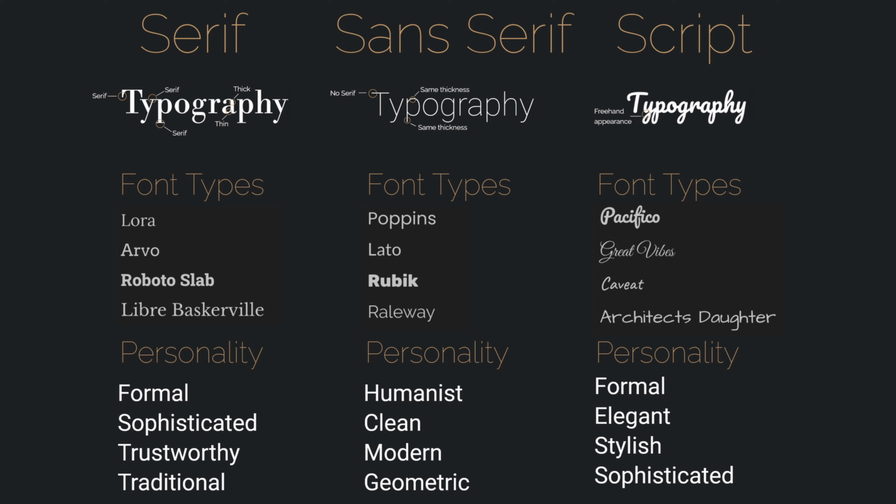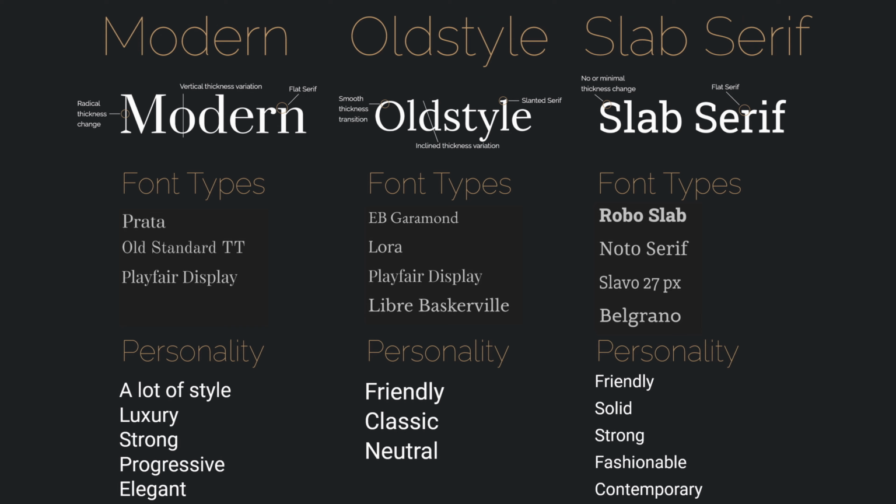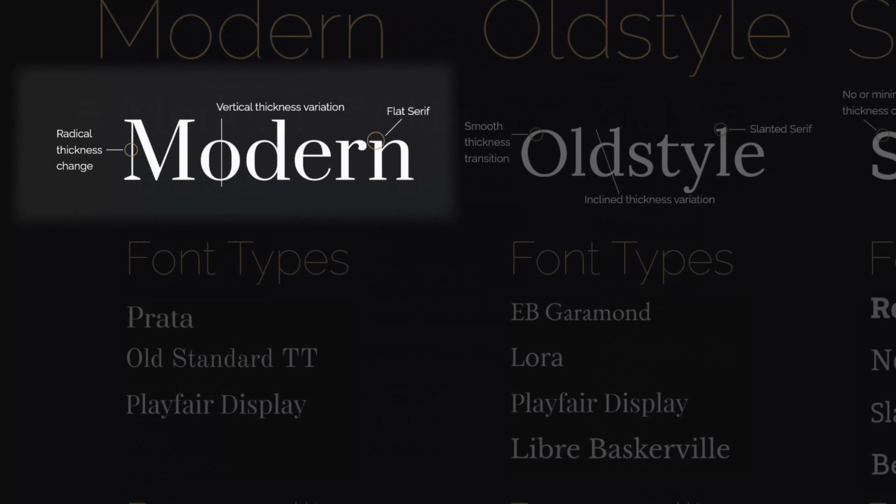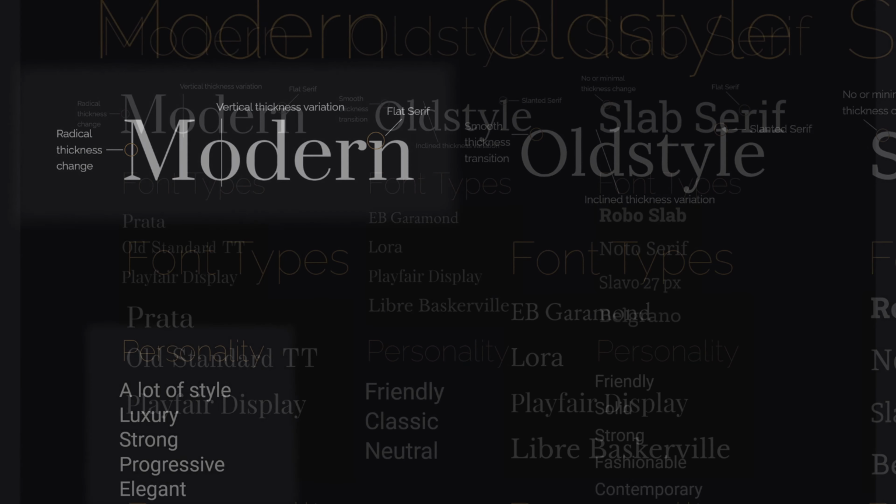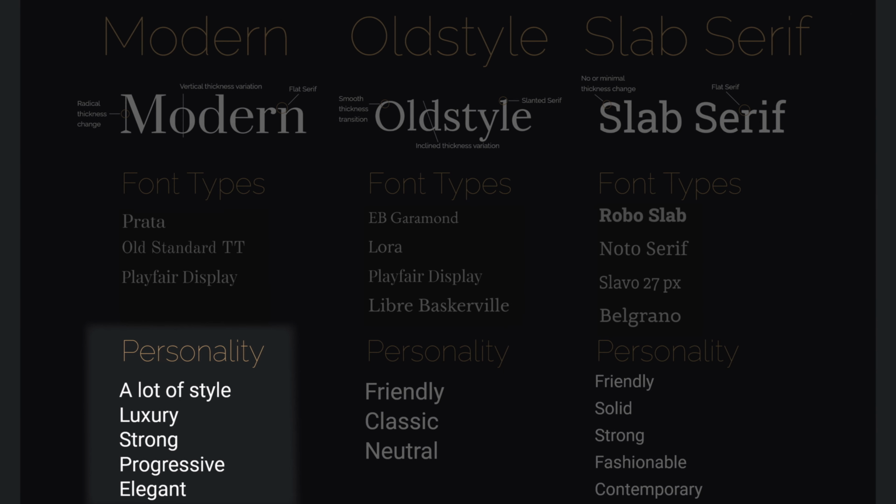Nevertheless, serif is such a large category that it is worthy of having subcategories. Let's see some of them: modern, old style, and slab serif. As you can see in this picture, modern is characterized by having very radical and dramatic thickness changes. You will see these thickness changes vertically, and they also have a flat serif. Modern has a luxury personality. It transmits a lot of style. It is strong, progressive, but elegant.